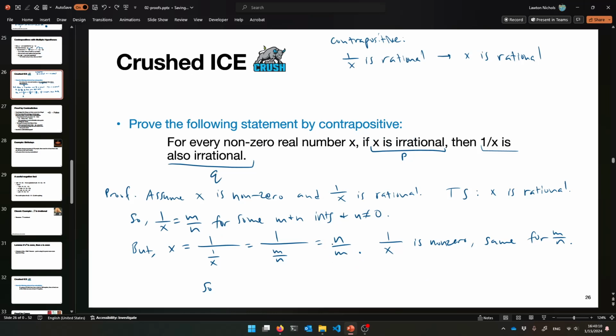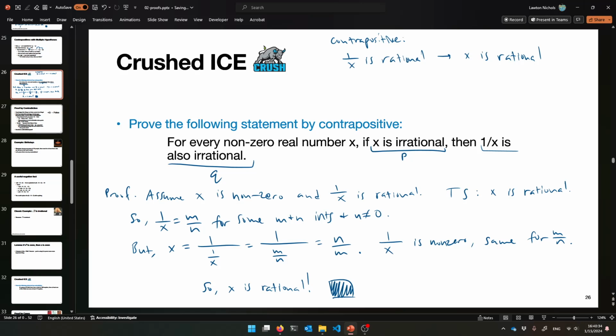But we know that this works. You can divide by this. This is totally fine because it's non-zero, which means that neither of these can be 0. Okay? So x is rational. Isn't that fun? That's so cool. QED. So that's a nice proof of the contrapositive, I think. Okay?